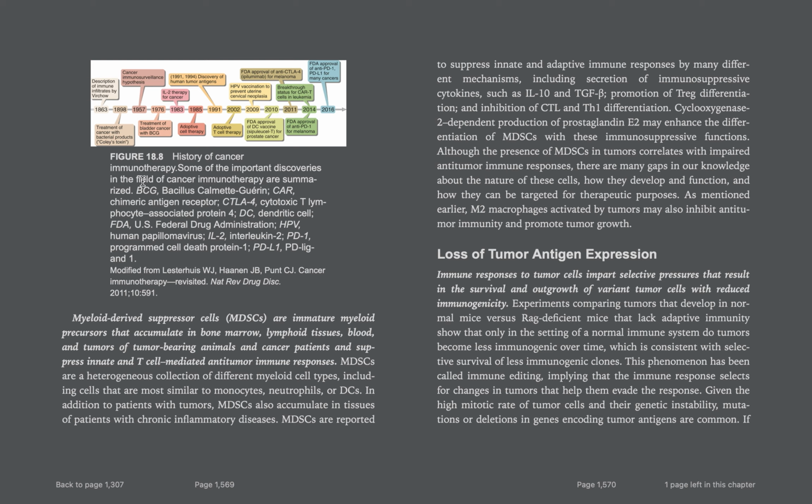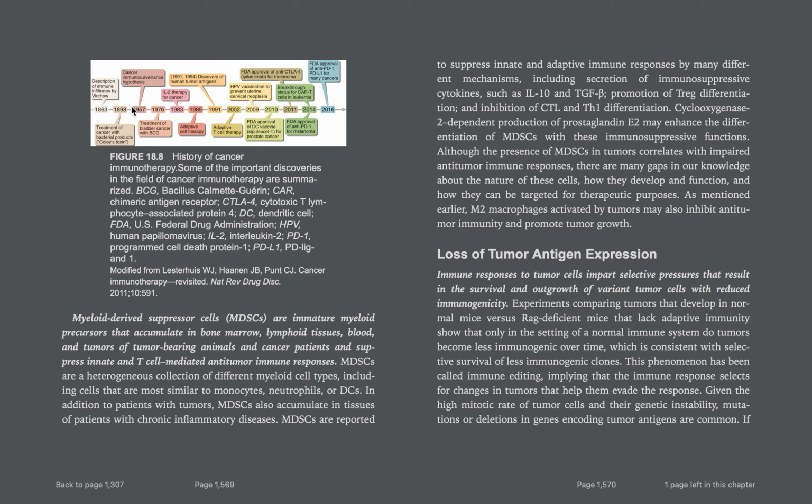So, history of cancer immunotherapy. Some of the important discoveries in the field of cancer immunotherapy are summarized. BCG, Bacillus Calmette-Guerin, the chimeric antigen receptor, CTL, cytotoxic T lymphocyte, dendritic cell, FDA, PD1. So those are just explanations.